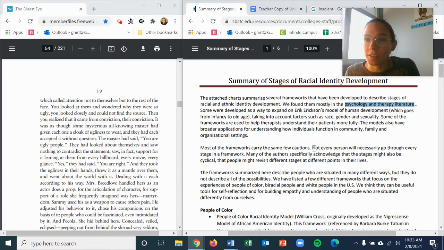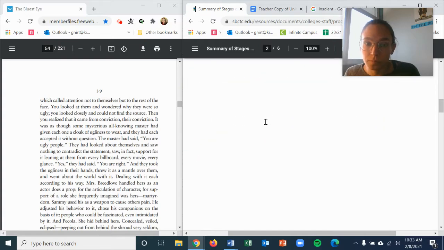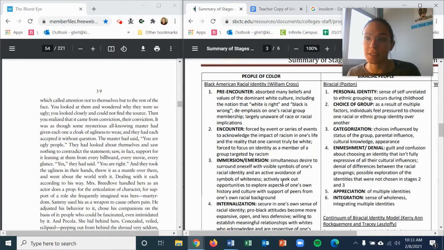This is not saying that every person will go through these stages in life. It's just some general guidelines about how people in different groups tend to move through different stages in how they feel about their own identity. So looking at the people of color stages, and again, this is not 100% accurate.